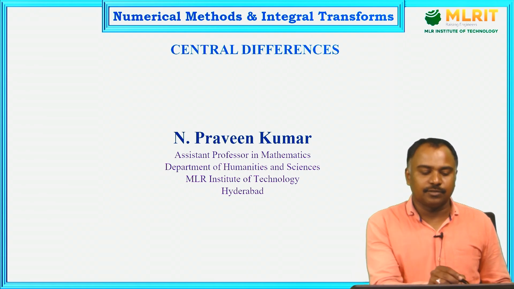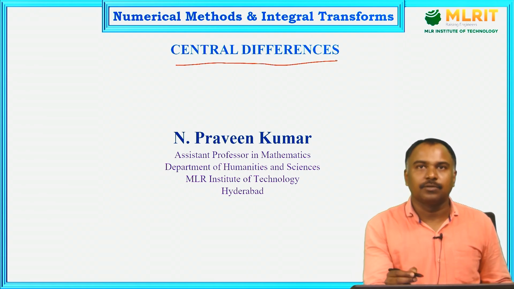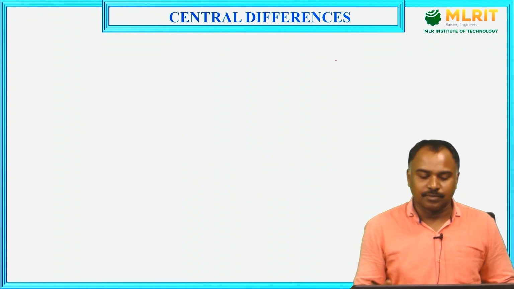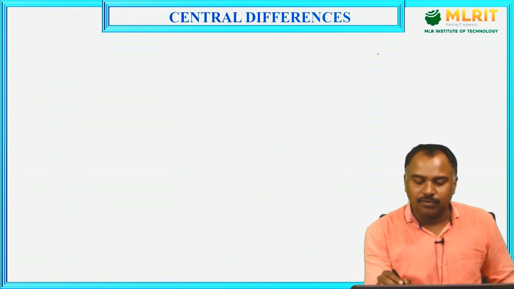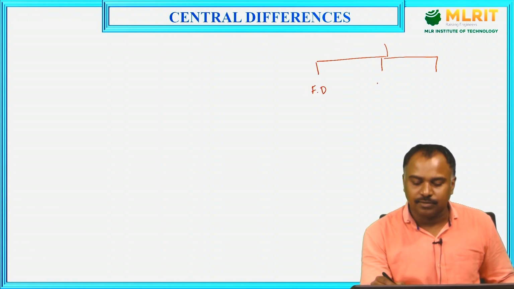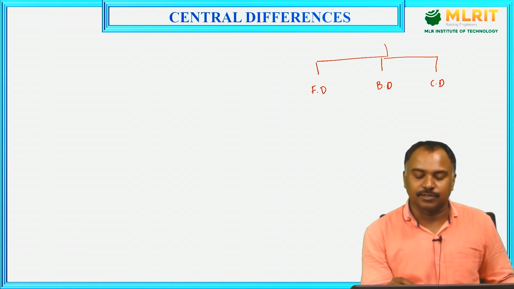In this lecture, we are going to discuss central differences. In the previous lectures, we discussed forward differences and backward differences. When we go for interpolation, the differences are in three categories. First one is forward differences, the second one is backward differences, the third one is central differences.